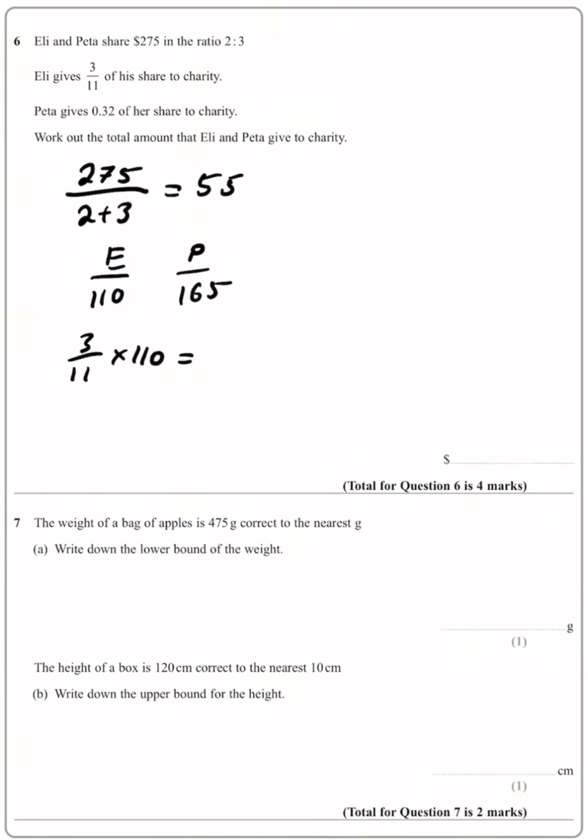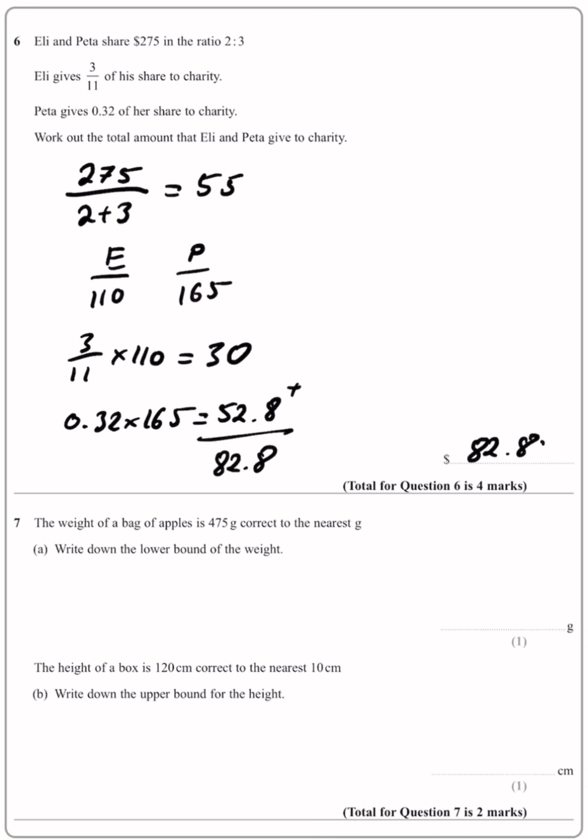Now, 3/11 is given to charity, so 3/11 of 110 is 30. That goes to charity. 0.32 lots of the 165 goes to charity. So times 0.32 by 165, we get 52.8. Sum together the 30 and the 52.8 means a total of $82.80 goes to charity. The lower bound is 474.5, and for part B, the upper bound is 125.